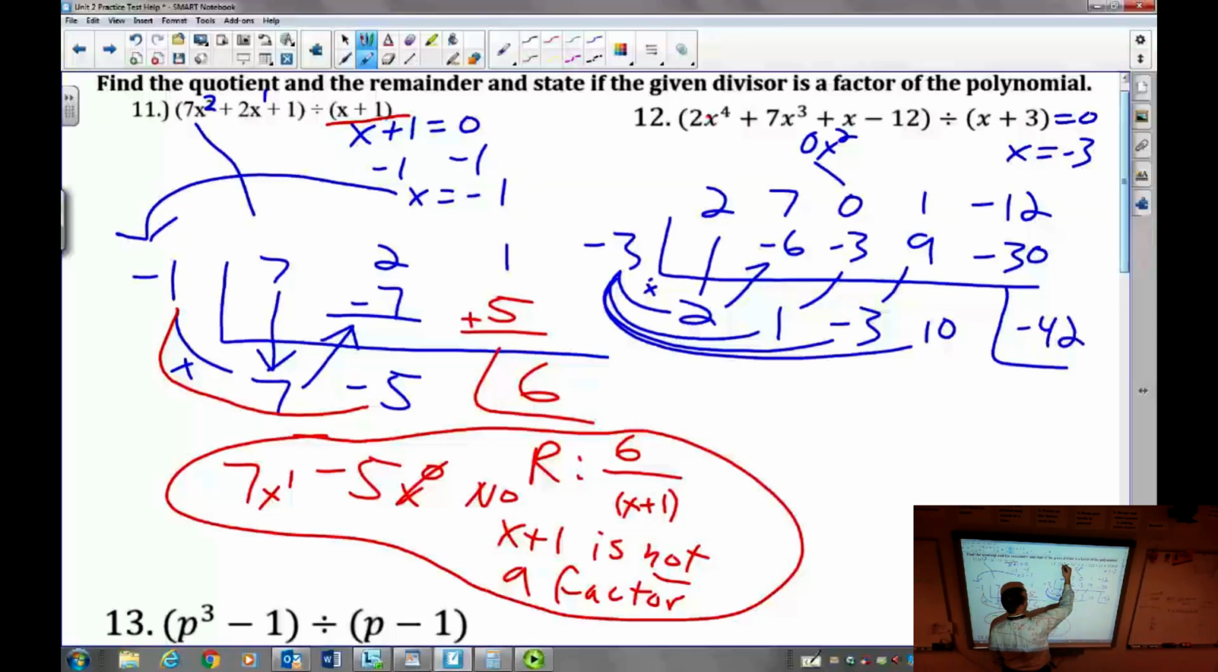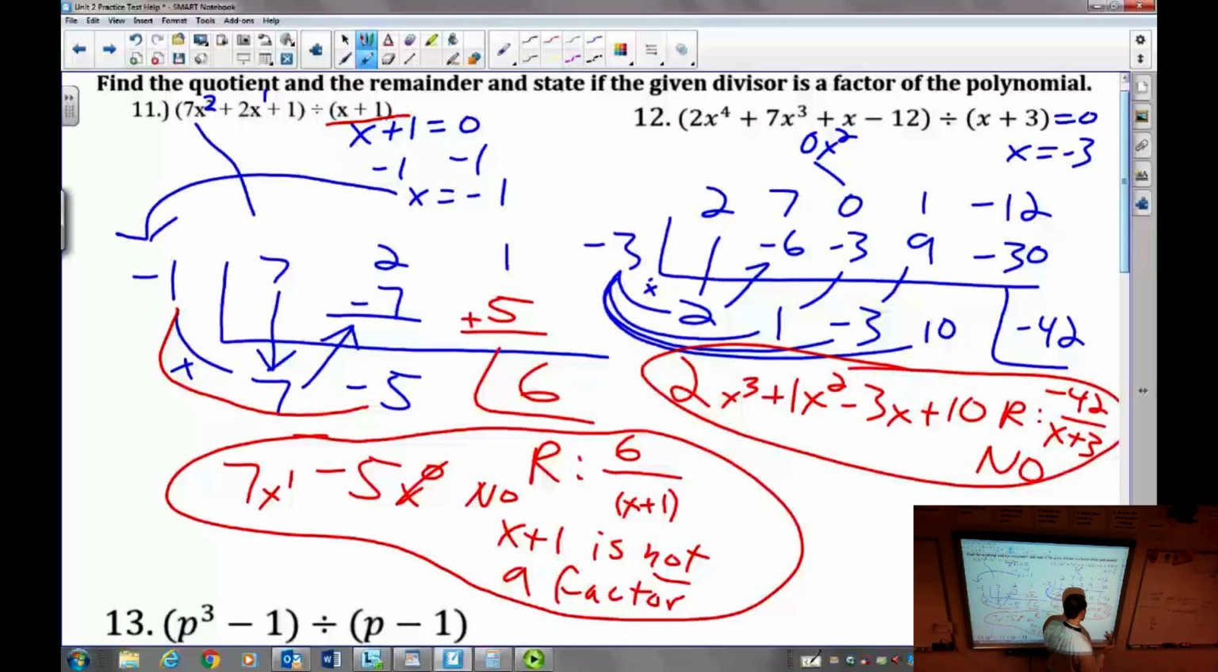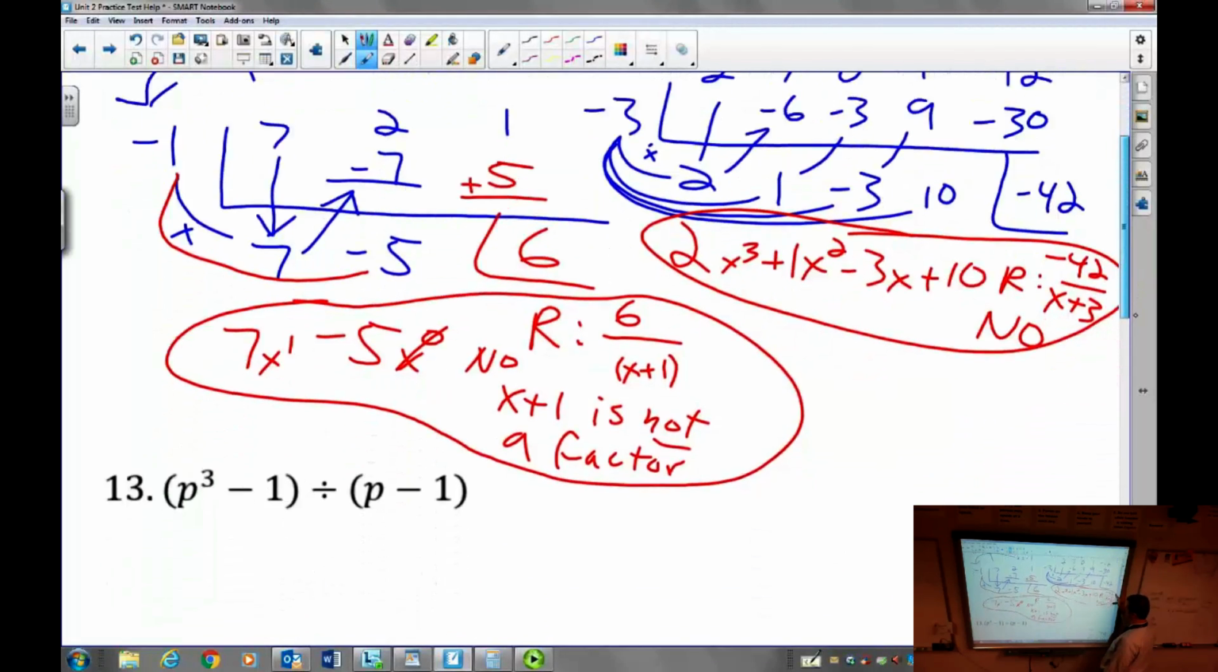So then starting with 1 power less, so not x to the 4th, we're going to go x to the 3rd. Our final answer, is this what you got on the long division we just did? 2x cubed plus 1x squared minus 3x plus 10 with a remainder of negative 42 over the divisor, x plus 3. And no, it's not a factor. Bam! So get used to doing synthetic division because it's definitely a lot faster and a lot easier.